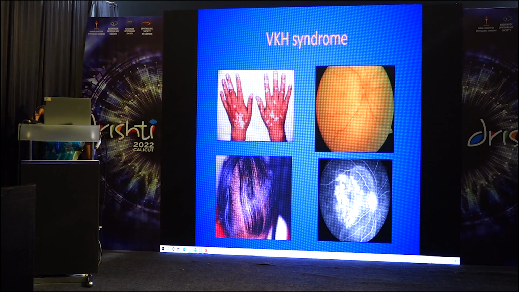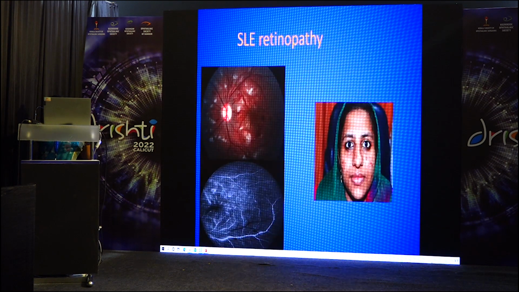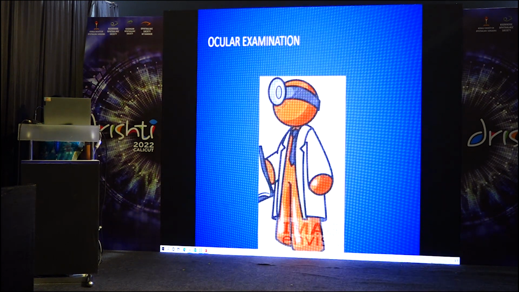Next comes another panuveitis with exudative RD and disc edema. The patient had alopecia and vitiligo. Here the diagnosis is VKH syndrome. Another young lady presented with occlusive vasculitis. She had a malar rash-like picture. So that was an occlusive vasculitis of SLE retinopathy.